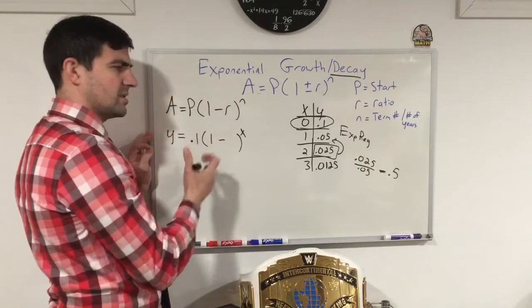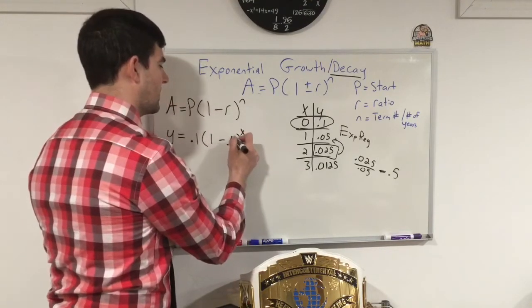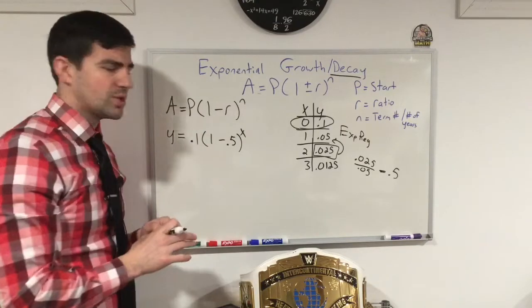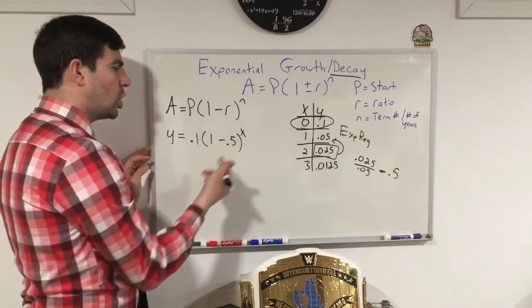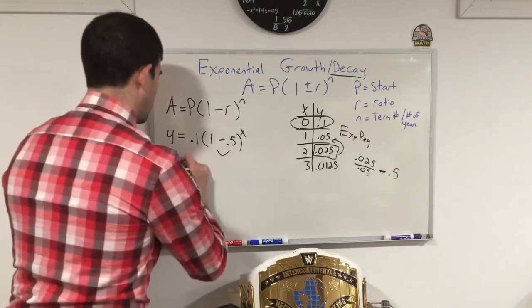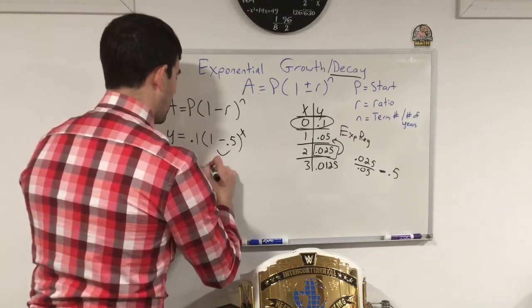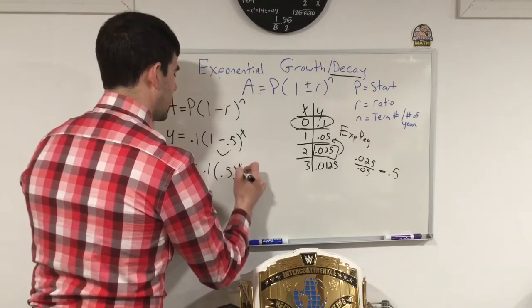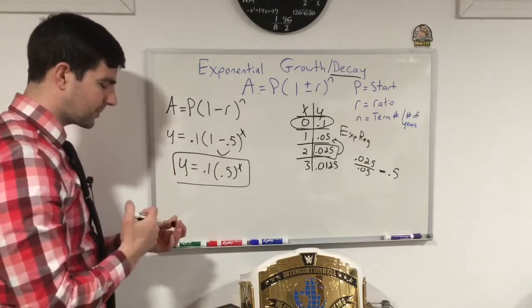The good thing about this is it's not in percentage form, it's already in decimal form, so I'm going to plug it in as 0.5 there. Okay, here's my formula, which is awesome. So I could plug it in just like we see it here and I'd be done. You could, if you wanted to, simplify what's inside the parentheses. So I could have y equals 0.1 times 1 minus 0.5, which is 0.5, to the x, and that could be your final answer. Either of these is acceptable.